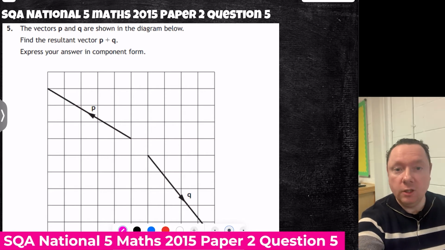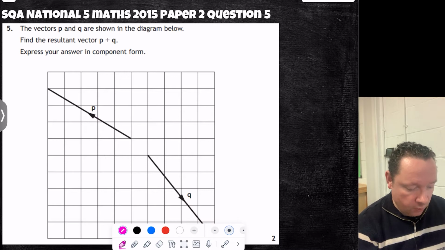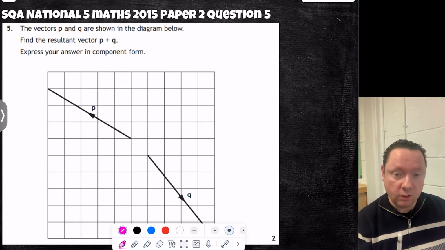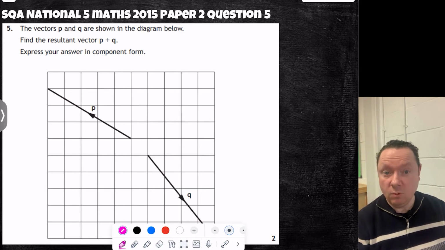National 5 Maths 2015 paper 2 question 5 on vectors. Vectors P and Q are shown in the diagram. Find the resultant vector P plus Q. Express your answer in component form. Okay, there's 2 ways to do this. You can either draw a diagram where you add P and Q together, or you can do what I prefer, which is to work out what P and Q is and then just add them together. So I'm going to do it that way.